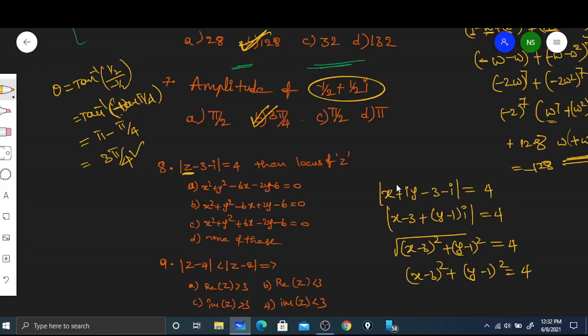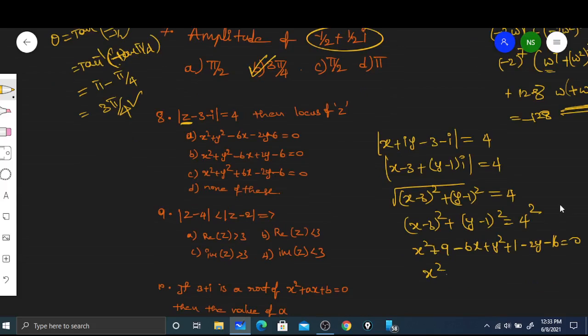What is that? The final answer will be x square plus 9 minus 6x plus y square plus 1 minus 2y, which is minus 4, 4 squared is 16, equals 0. So if we simplify this, what will we get?